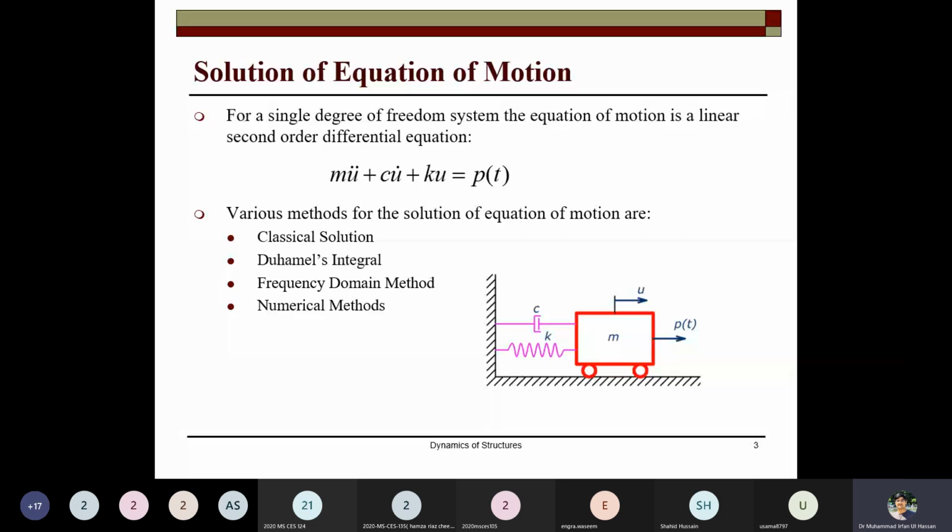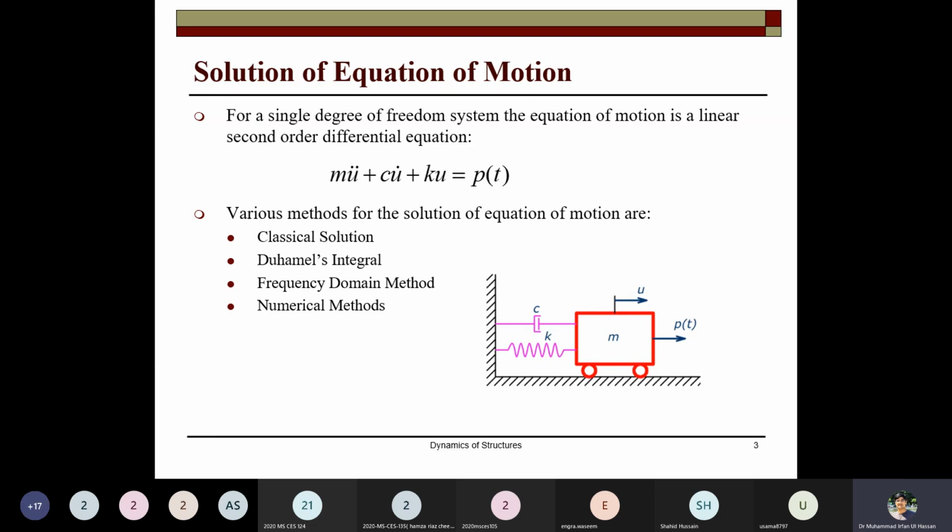Undamped free vibration will be studied, and the response equation will be proved. And then at the end, I will explain the MATLAB program, how to develop it and how to use it, and 2 or 3 numericals related to the free vibration response.